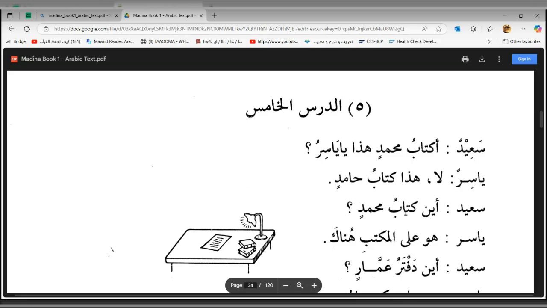So he says, Aina kitabu Muhammad? Where is Muhammad's book? And then Yasir responds, Huwa alal maktabi hunak. It is on the desk there, pointing to this desk. Hunak means there. So this is also a new word that's been introduced. Huna and hunak, here and there. Huna is here, something that's close to you. Hunak is something that's farther away from you.